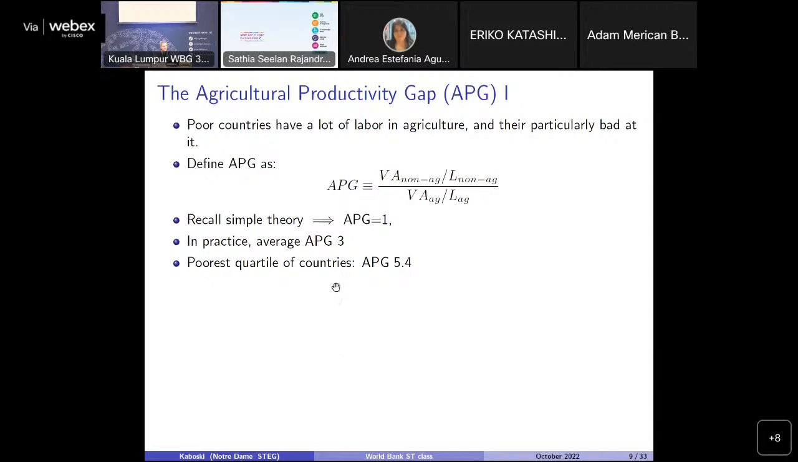Here's what the agricultural productivity gap is. It's related to these relative productivities that I showed you yesterday. Take the value added in non-agriculture per worker in non-agriculture. So this is productivity in non-agriculture, and divide by productivity in agriculture. For the explanation that resources should be able to move, and if we have constant returns to scale, marginal products are the same as average products, the simple theory implies that this should equal one. Average product in each sector should be equal. Because if it were higher in agriculture, you would move to agriculture. If it were lower, you'd move to non-agriculture.